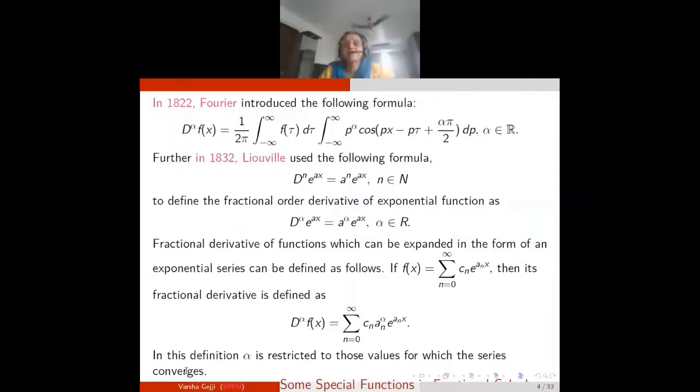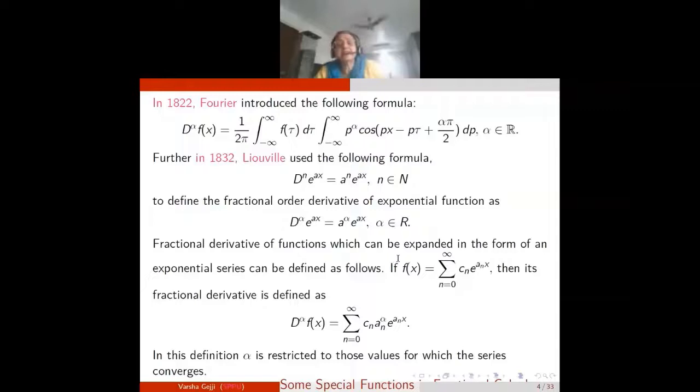Then Fourier generalized this in 1822. He introduced the alpha-th derivative, where alpha is any real number, and he introduced this phase to this cosine. So when alpha is 1, it is cos of theta plus pi by 2, which is in terms of sine theta. So this is one generalization. Like that, there were generalizations, small contributions you should say, incremental development.